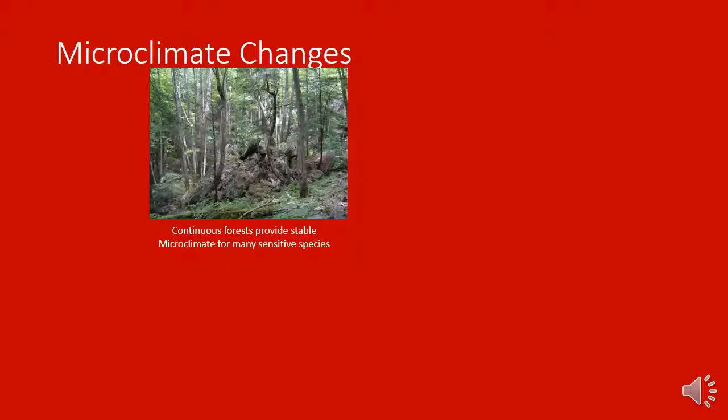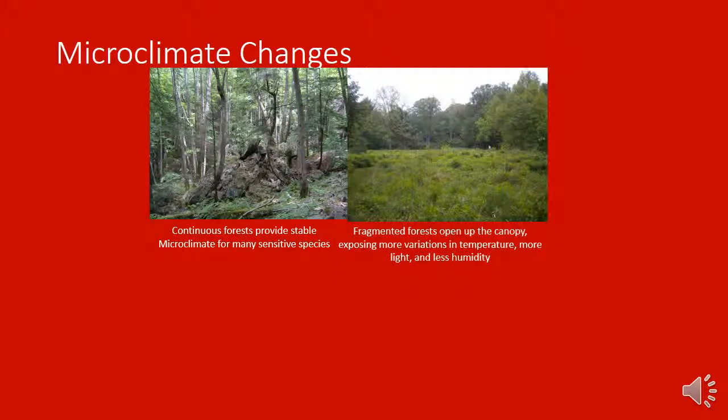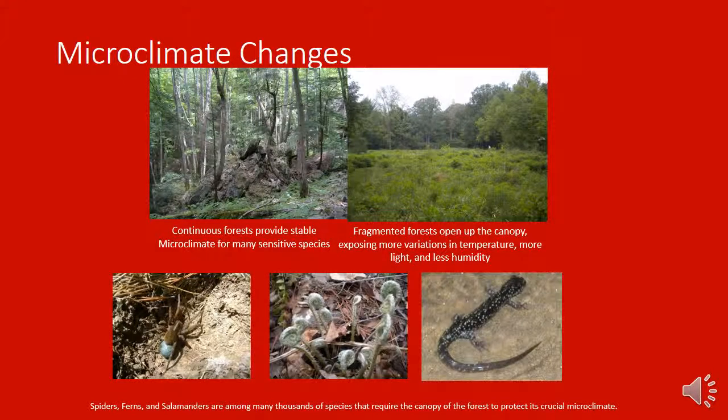In a forest that is continuous, the forest has been there for 1,000 years and continues, so it provides a fairly stable microclimate. If it's been there, it's still going to be shady, it's still going to be cool, still that kind of thing. Versus if we have a fragmented forest, it's no longer going to be shady. We're going to have more variation in temperature, more light, less humidity.